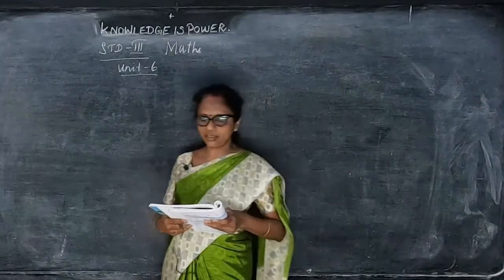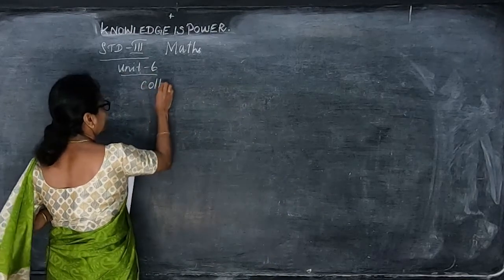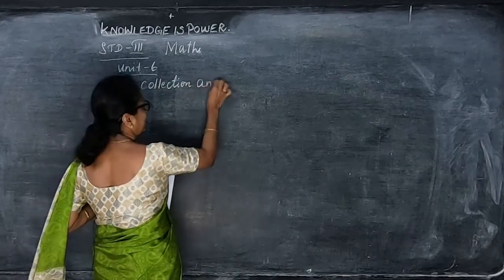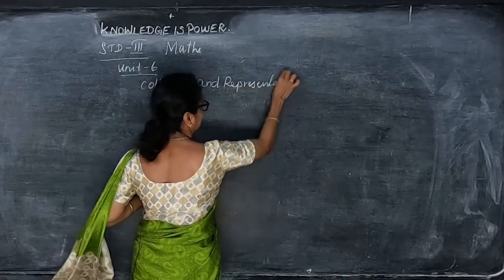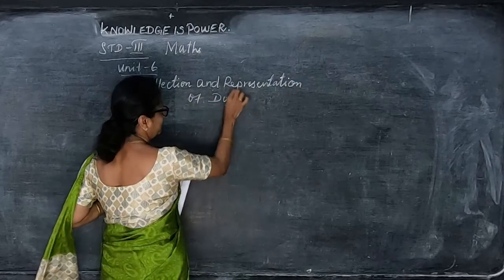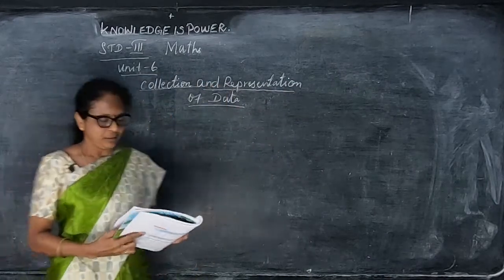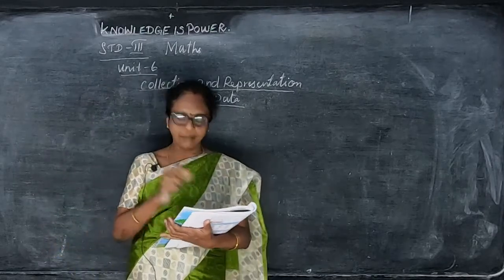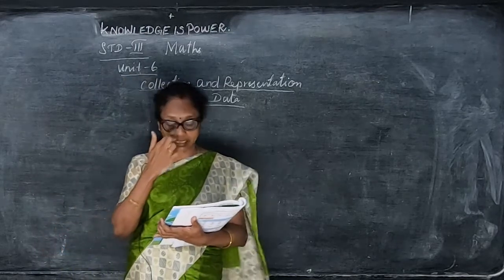Okay, in this unit 6, now we are going to see collection and representation of data. As I have already taught you in the previous class, collection and representation of data. So how to know this? Symbols. First is the pictorial representation, means they will give you the picture and from that picture they will ask you some of the questions and you have to count and write what they asked in the questions.